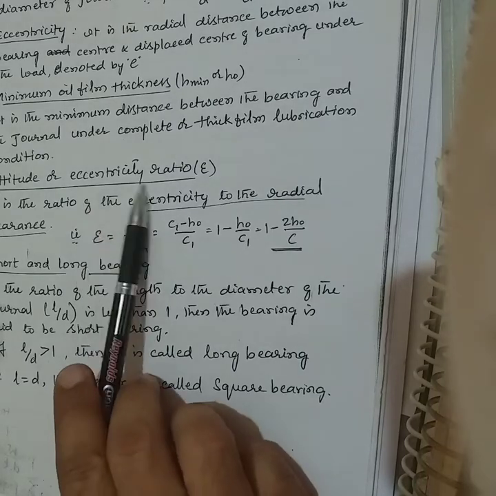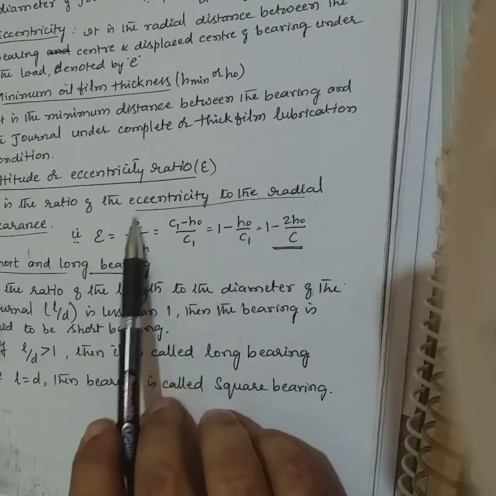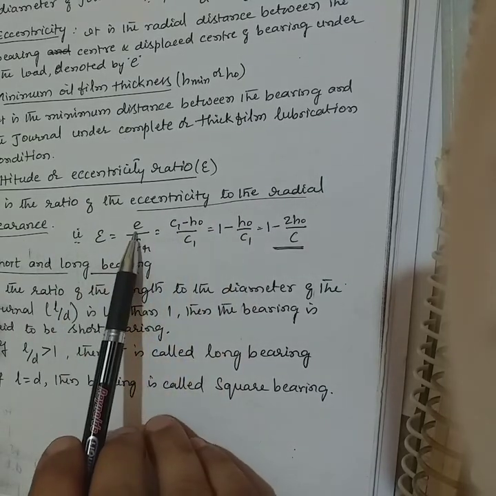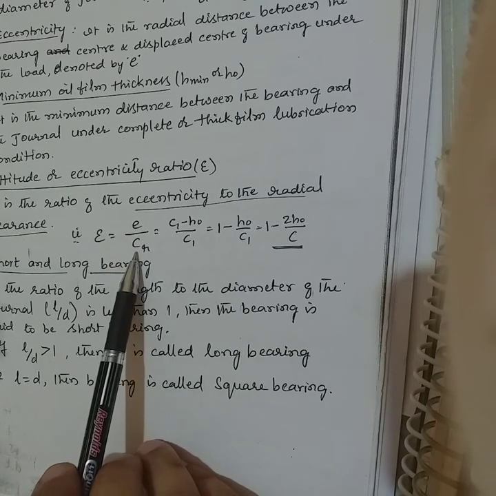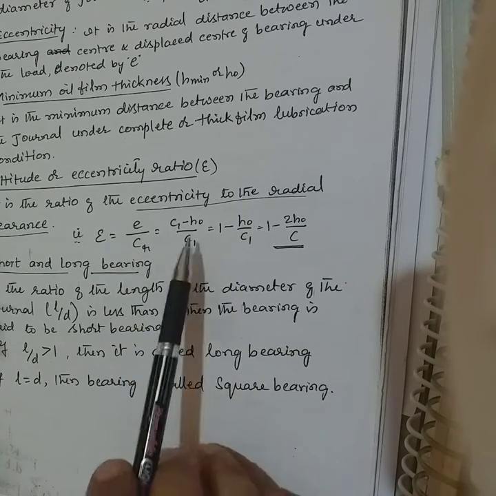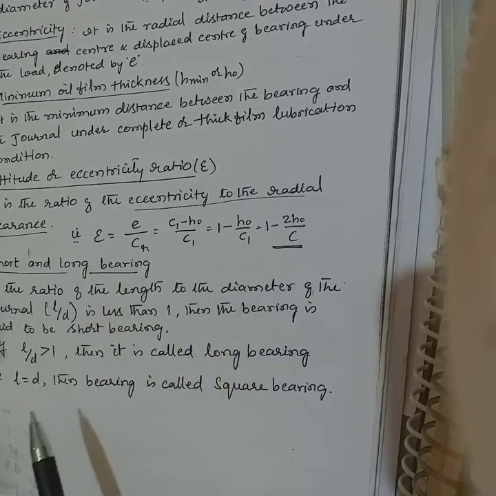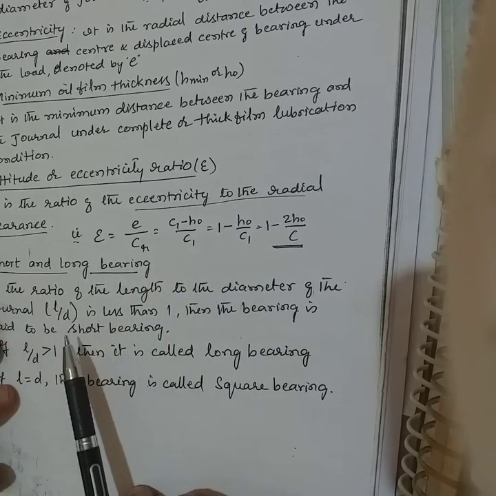And next is the attitude or eccentricity ratio. It is essentially the ratio of the eccentricity to the radial clearance. Eccentricity is the difference between the centers of the journal and bearing, and this is the clearance. Then 1 minus 2 h naught by C will give you the eccentricity ratio or attitude.